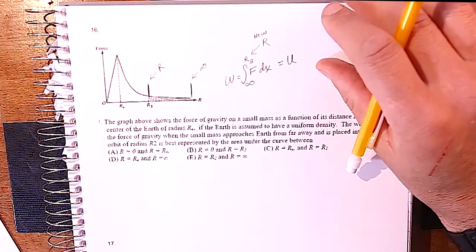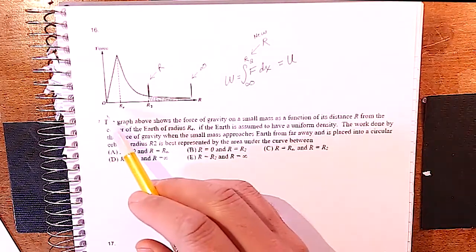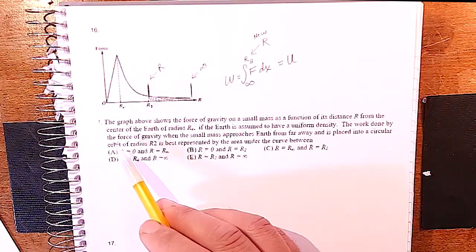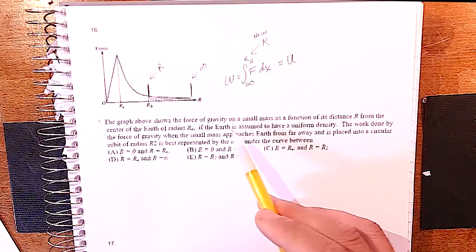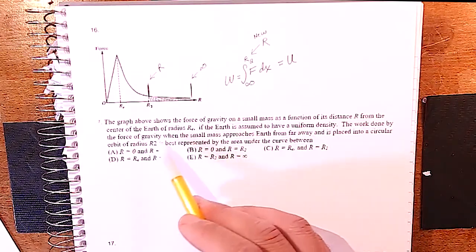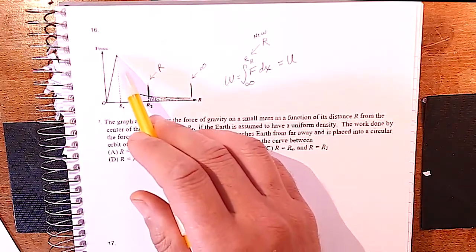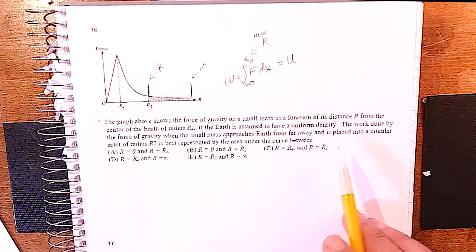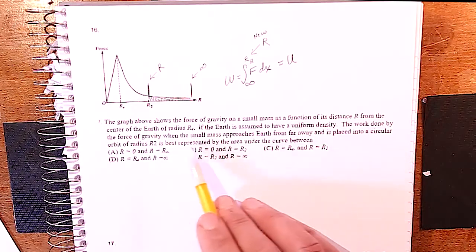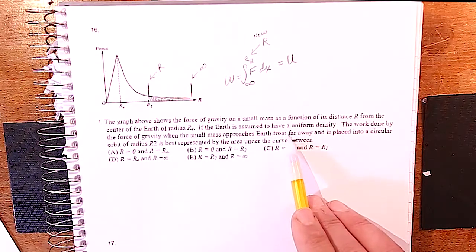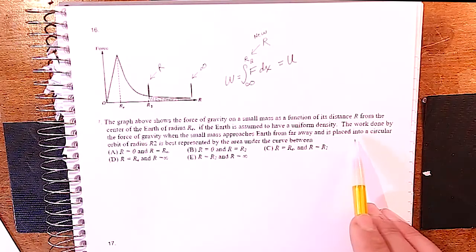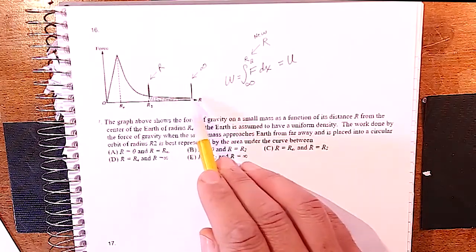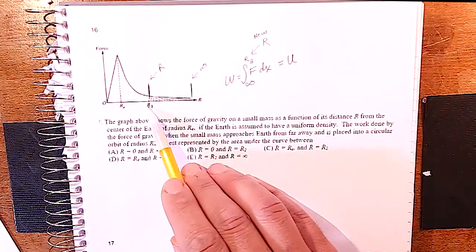Okay, this one is kind of tricky. They give us this graph, and it's the force on a planet or whatever they ask you, the Earth, radius r. And we know inside it decreases, outside it also decreases. And they want to know the work done by the force of gravity when the small mass approaches the Earth from far away and is placed into a circular orbit of radius r2. So it's going to be moving from here to here.